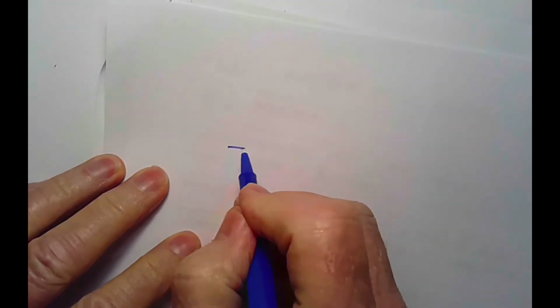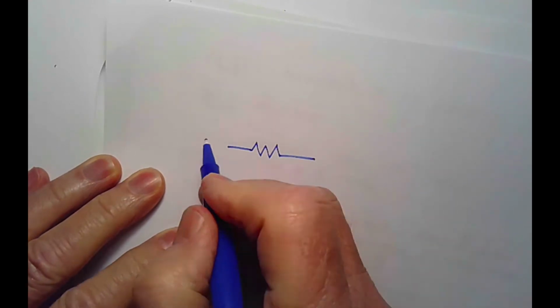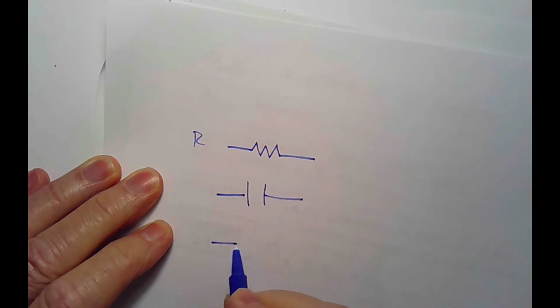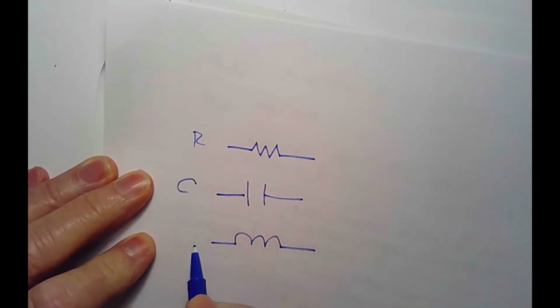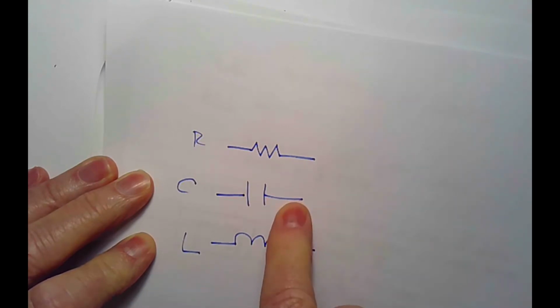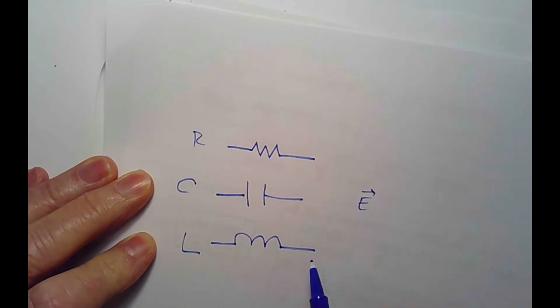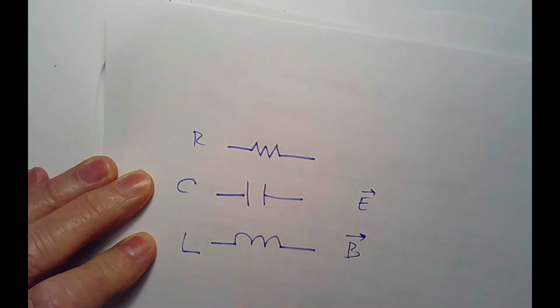We talked about the three components of modern electronics: a resistor, a capacitor, and now this symbol for an inductor. This is an R, this is a C, this is an L. The capacitor stores energy in the electric field. The inductor is going to store energy in the magnetic field. The resistor dissipates energy as heat.